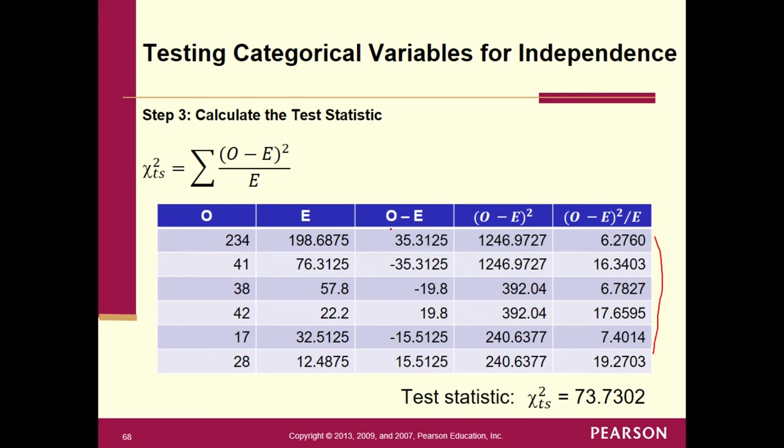Again, notice here with the O's minus the E's, if you add up this column here, it's going to add up to 0, and it does. So that's another good check. And remember, when you get to this column right here, only positive numbers. And this is what each cell contributed to the test statistic.